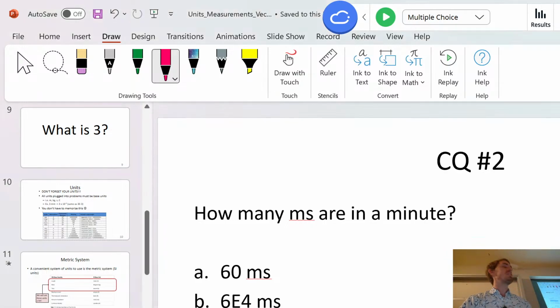So first we have to say how many seconds are in a minute, and then we can start doing all the metric prefixes. So there's 60 seconds in a minute.